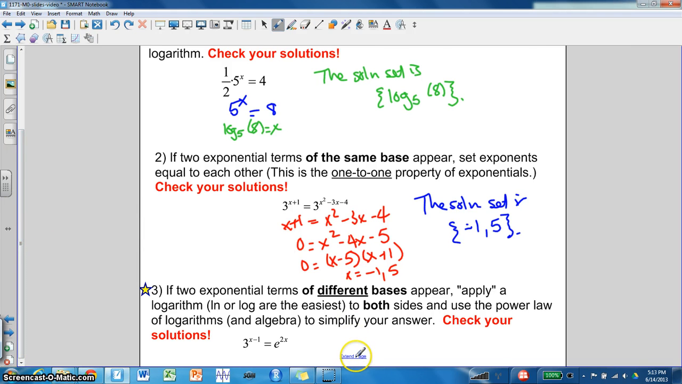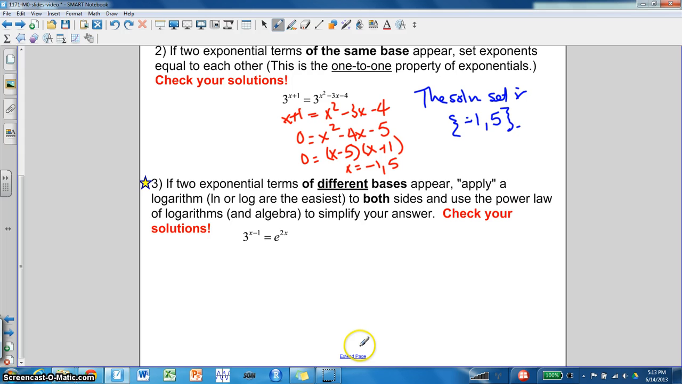Last problem. Now if we have two different bases appearing, this is where it gets a little extensive, but it's still manageable. We're going to log both sides, essentially. And what that means is that we're going to apply a logarithm of our choice. I prefer natural log. You can use a common log if you want. So I take natural log of one side, and whatever I do to one side, to maintain equality, I also have to do to the other side.